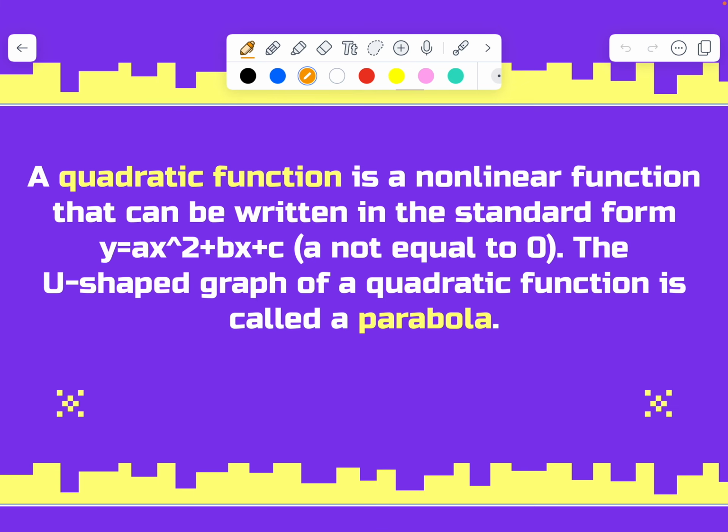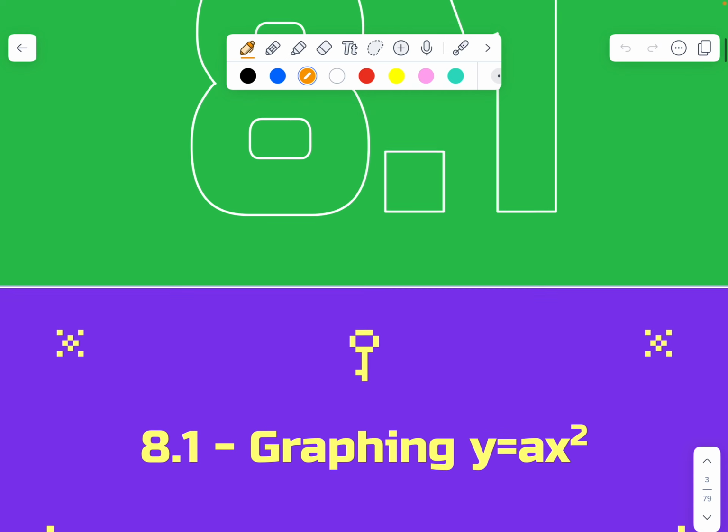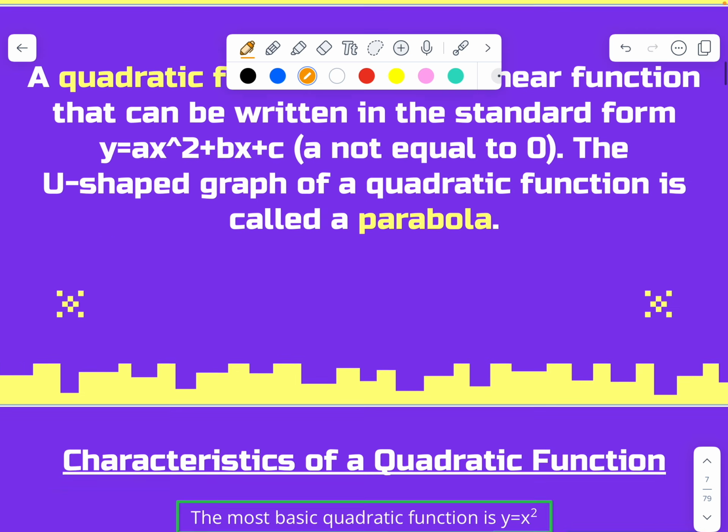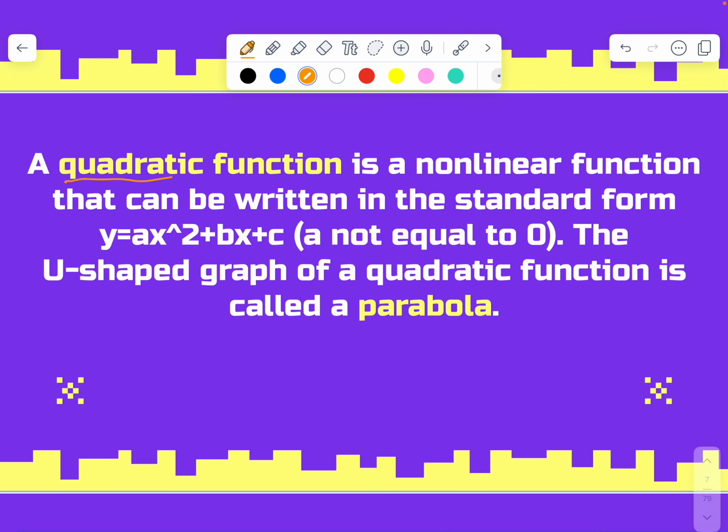A quadratic function. I should probably say this: 8.1 is graphing y equals ax squared. You're used to your whole career of graphing lines, like y equals x, or mx plus b, your favorite thing ever. Now we're looking at graphing something that is x to the second power. When x is to the second power, that's called a quadratic function. Like it says, it's nonlinear. It's not a line. It's a U-shaped graph.